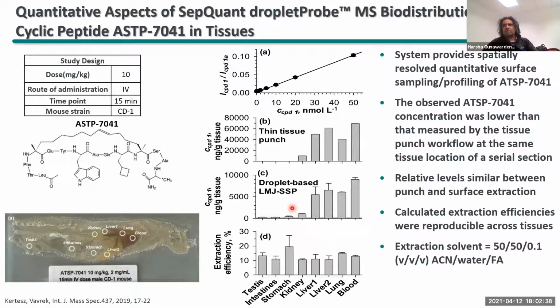Yeah, I have a question regarding the dropletProbe MS. What is the sampling rate of your analysis? How often do you sample the tissue? The sampling rate's as fast as your entire LCMS cycle.